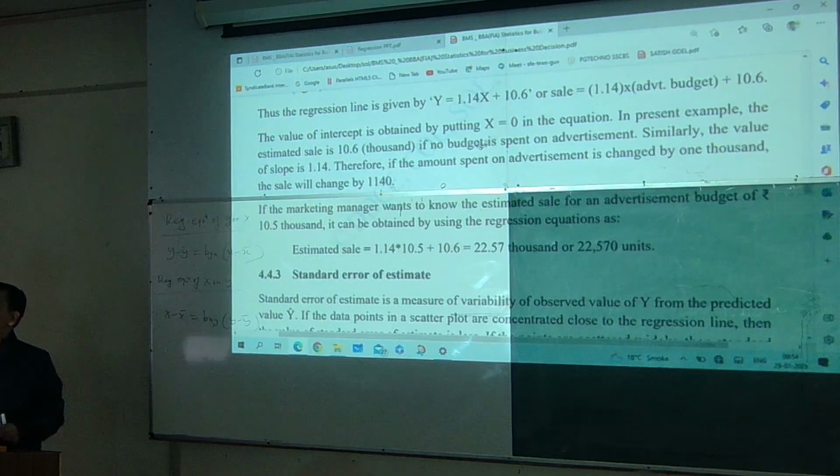The two equations may not be the same. Usually they are different. They will be the same when your data is perfectly accurate and the relationship is 100%, or you can say when the regression coefficient is equal to 1 or minus 1, then both lines would be the same. Okay.